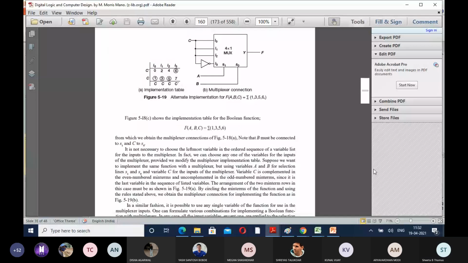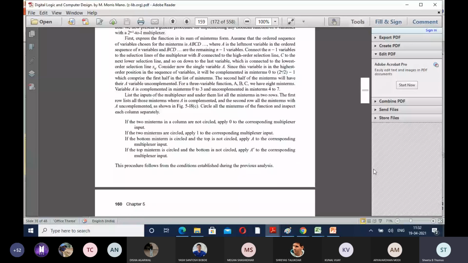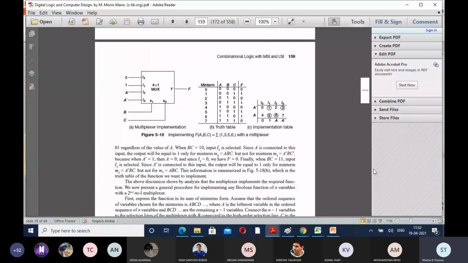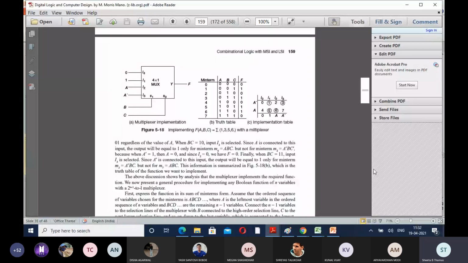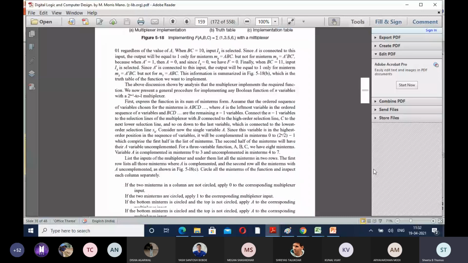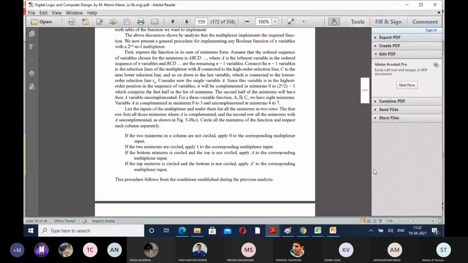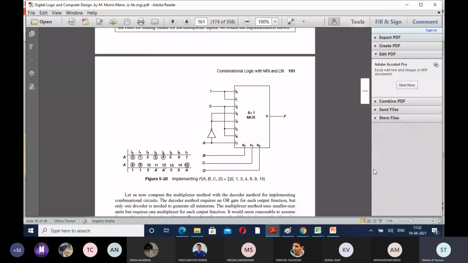Okay. This module only and this topic only. The topic only I'm fixing. Numerical based on multiplexer. It may be 3 variable, it may be 4 variable. One 4 variable question is also there. I'll show you. Wait. This one. Can you see this? Some procedure is there.